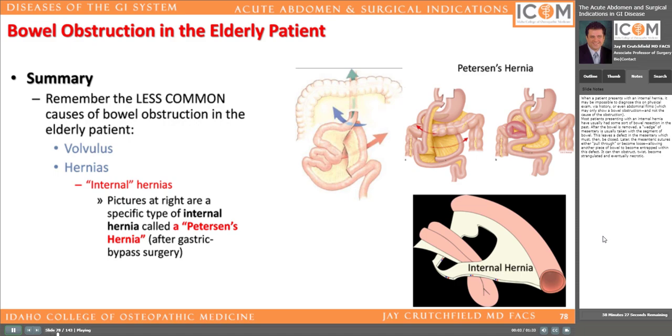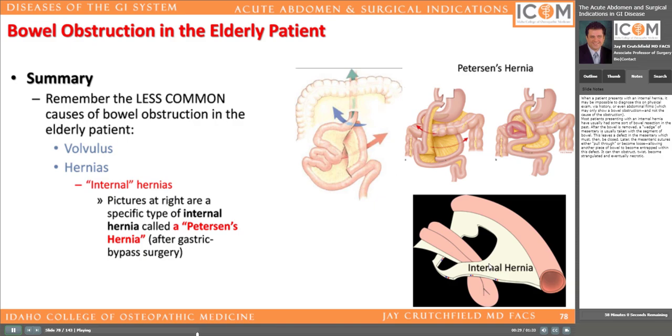So remember, there are less common causes of bowel obstruction in an elderly patient besides colon cancer. Volvulus and hernias, especially an internal hernia. When a patient presents with an internal hernia, it may be impossible to diagnose this on physical exam via the history or even abdominal films, which may only show a bowel obstruction and not the actual cause of the obstruction.